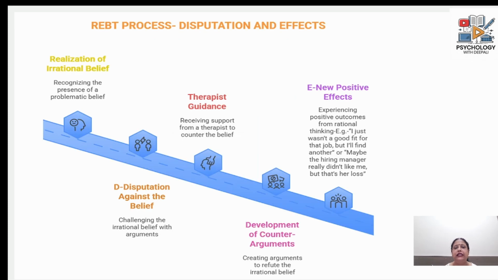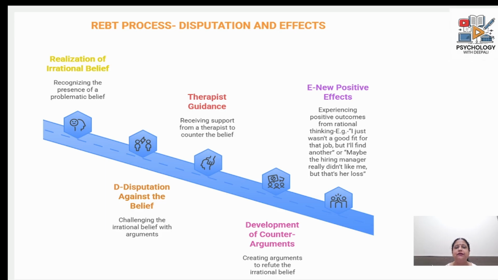Now, what happens in the process of RET is the therapist is going to engage the client with two processes, which are disputation and effects. Now, what is disputation and what are effects? Now, first, the recognition has to be done of what are the irrational beliefs which the person is having.